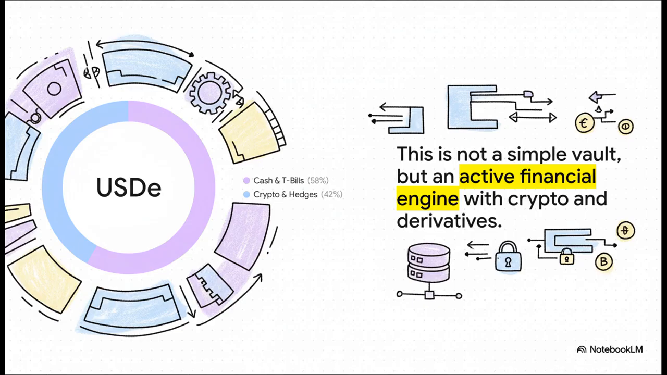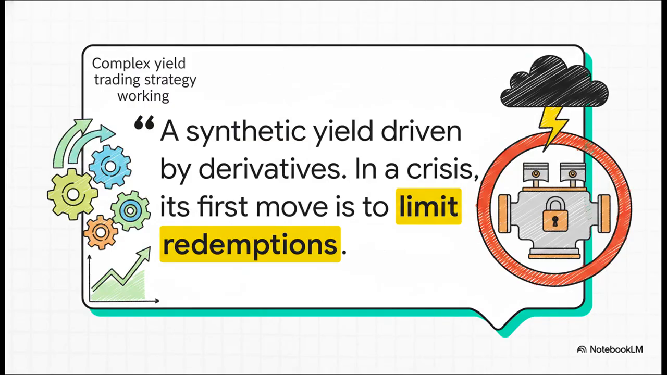Its reserves are not a simple pile of cash. It's a mix of some cash, sure, but also a big chunk of crypto and complex derivative positions that are being actively managed. And this is so important to understand. Its stability doesn't come from a vault of dollars. It comes from that trading strategy working perfectly.